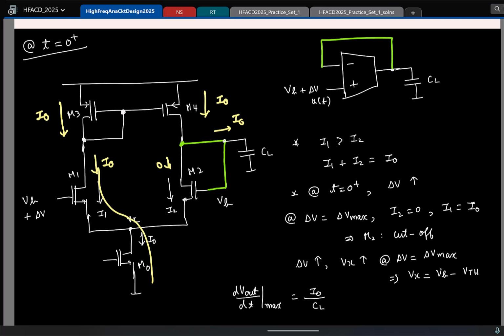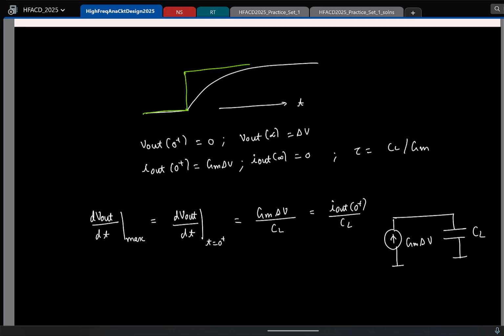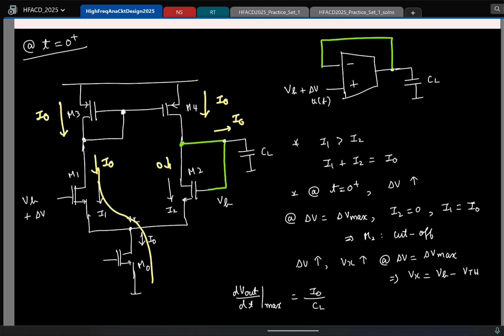So what's happening is this: in the actual circuit, the current demanded by the capacitor at t equal to 0 plus is Gm times delta V. We saw already here, Gm delta V. But if I keep increasing delta V, at some point the current demanded by the circuit will be much greater than the current present in the OTA. So the OTA will take the entire current and push it to the capacitor to charge the capacitor. Now I have a constant current I0 getting pushed into a capacitor.